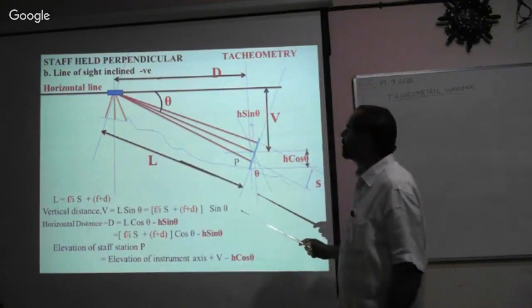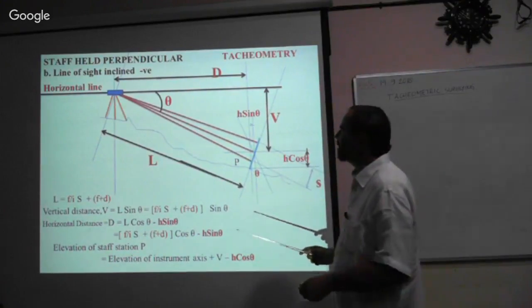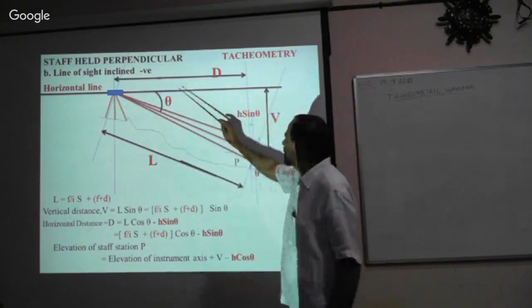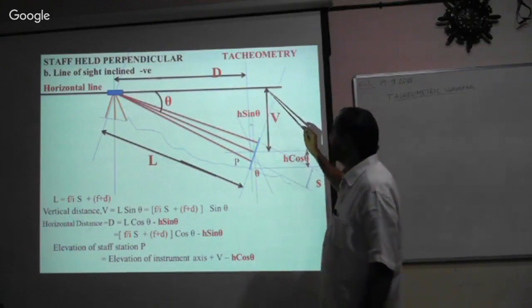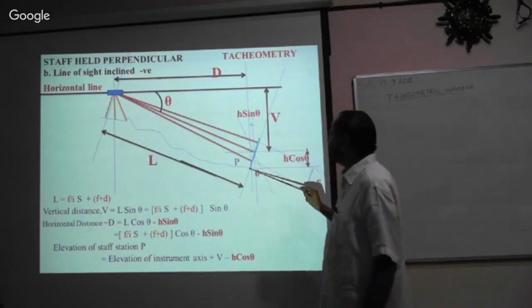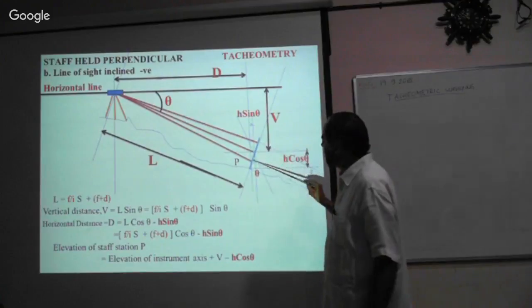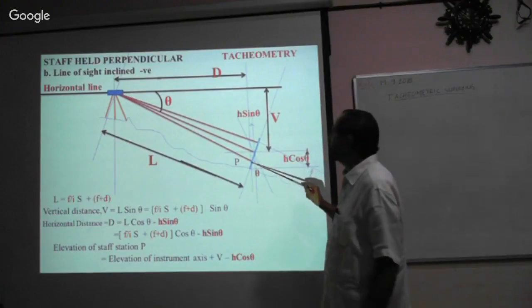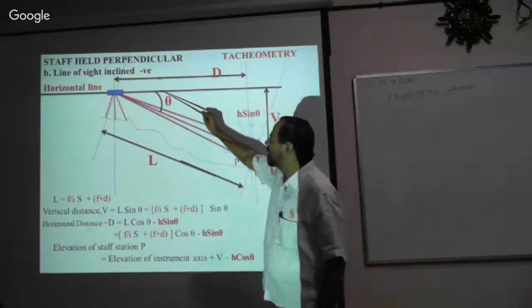Same thing, now what we have discussed in the previous case. Now first we will find the elevation and distance. Install the instrument, make the line of sight horizontal, then hold the staff where you need to calculate the elevation and distance. Then read the top hair reading, middle hair reading, and bottom hair reading, and measure the vertical angle to the central hair reading.